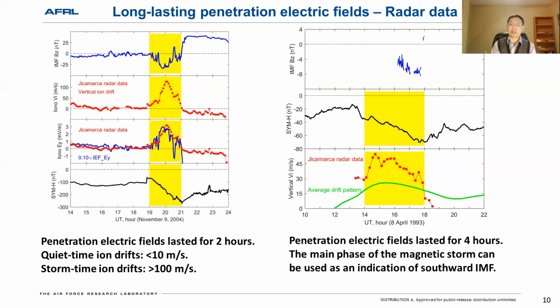In the right figure, the green curve in the bottom panel represents the quiet time drift over Jicamarca, and the red dots represent the vertical drift during the storm main phase. The vertical drifts are increased continuously for 4 hours. In these examples, the radar measurements show penetration electric fields exist for 2 or 4 hours in the equatorial ionosphere.